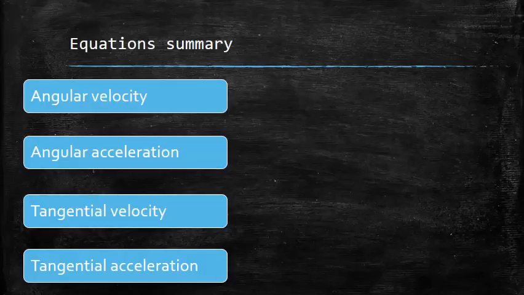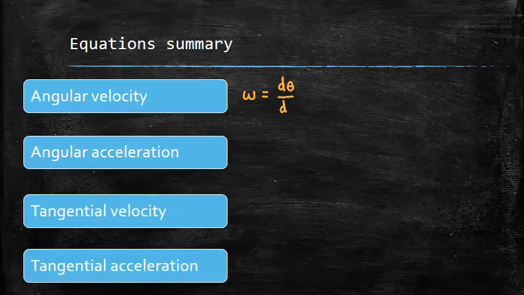And to bring all the equations together, angular velocity omega is equal to the rate of change of angular displacement with respect to time, d theta by dt, sometimes written as theta divided by t. Angular acceleration, the symbol alpha, is the rate of change of angular velocity with respect to time, so that's d omega by dt. Remember, sometimes written as omega minus omega naught divided by t, which is really just the angular equivalent of a equals v minus u over t.